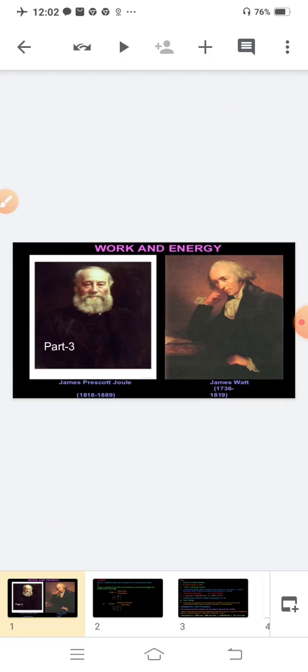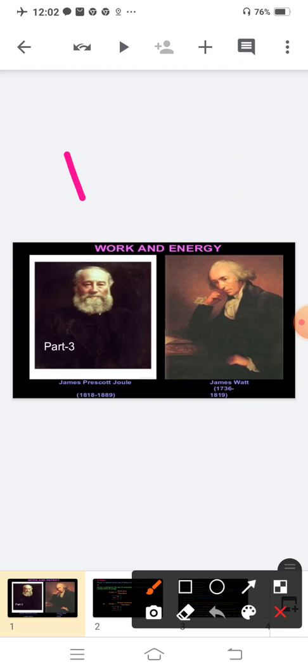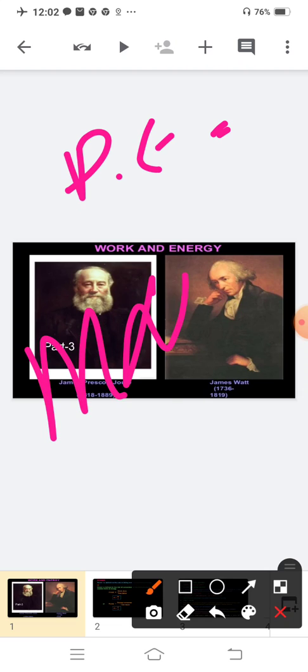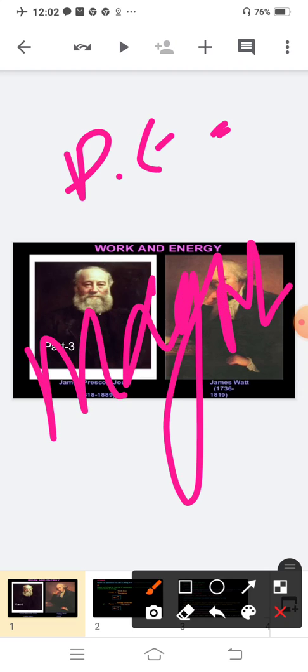So, what is the formula here? The formula of potential energy is Pe is equal to mgh, where m stands for mass, g stands for gravity, h stands for what? Height. Is this clear?